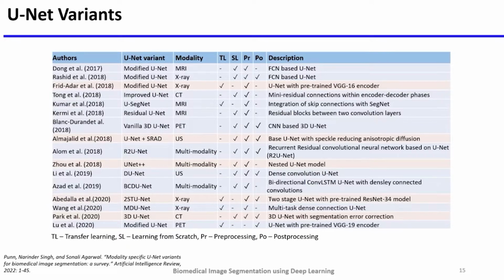Proposed by Zhou and others, UNet++ is another major improvement over vanilla UNet that follows convolution on dense and nested skip connections to effectively capture the coarser details. In another approach by Abedalla and others, a two-stage training approach is proposed where initially the model is trained with half resolution of feature maps and later the network is fine-tuned with full resolution images.